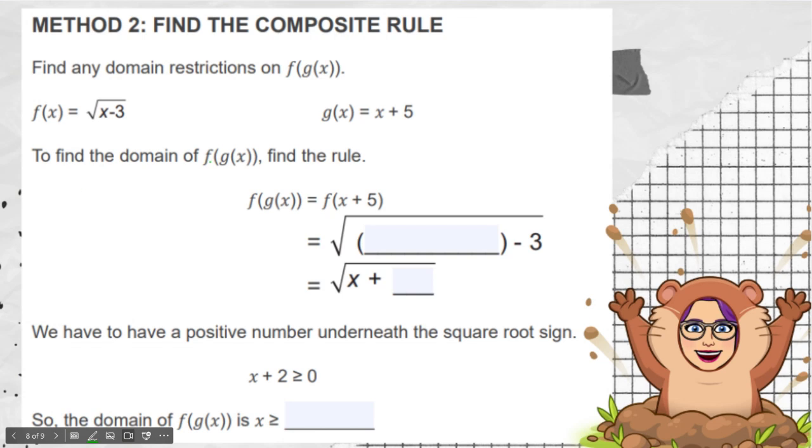Sorry, I pushed the wrong arrow back. Find any domain restrictions on f, the composition of f(g). Okay, so once again, we have this written out. Okay, here's the second way to do it. So instead of doing it the way we did on the previous page, we would go ahead and put our x plus 5, okay, x plus 2. So we would say x plus 2 has to be greater than 0, and therefore x has to be greater than negative 2.